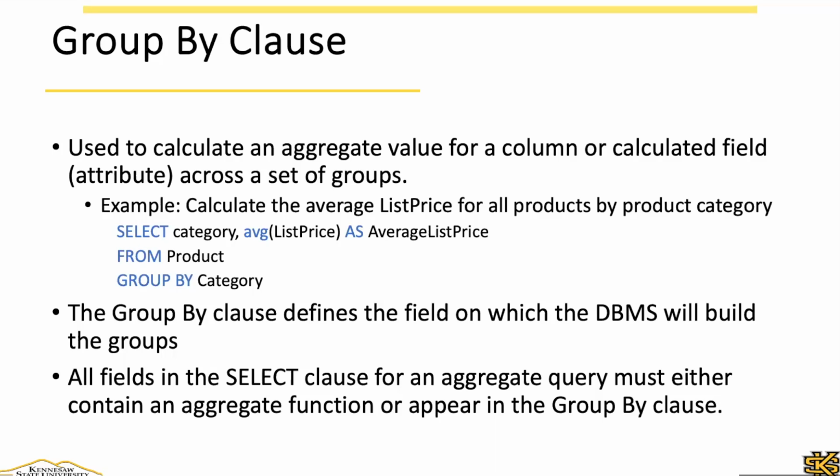In an aggregate query like this, all fields in the select clause must either contain aggregate functions, such as the AVG of list price, or appear in a group by clause, such as category. If any additional columns were included in the select clause, they would also need to be either part of the group by clause or use aggregate functions.